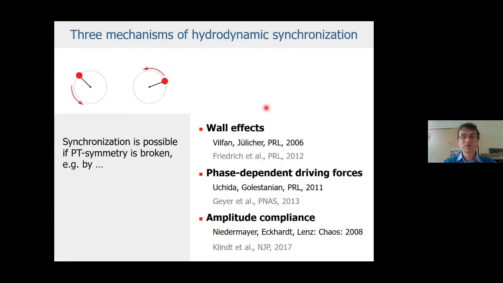And I explained this because there's a rich literature on these minimal synchronization models, and all the different synchronization mechanisms that have been proposed so far can be classified as one or the other way to break this symmetry. You have to break the symmetry. So just to mention the first one, wall effects. Of course, if we put a wall here, a boundary surface, then the mirror image will look different, because we also have to mirror the boundary surface.